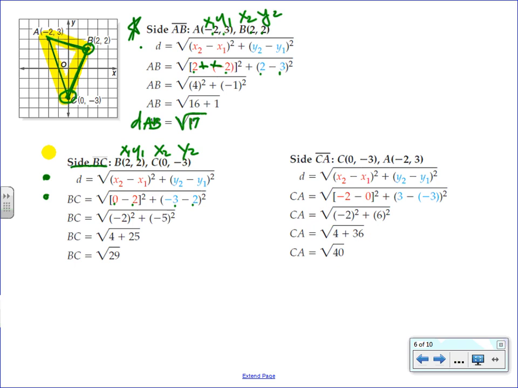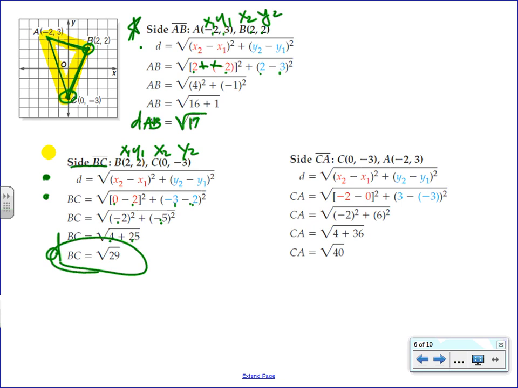0 minus 2 is negative 2 squared, right? Plus negative 3 plus a negative 2 is negative 5 squared. Negative 2 squared is a positive 4. Negative 5 squared is a positive 25. You add those two together and you get the square root of 29. And that is the distance or the length of BC.